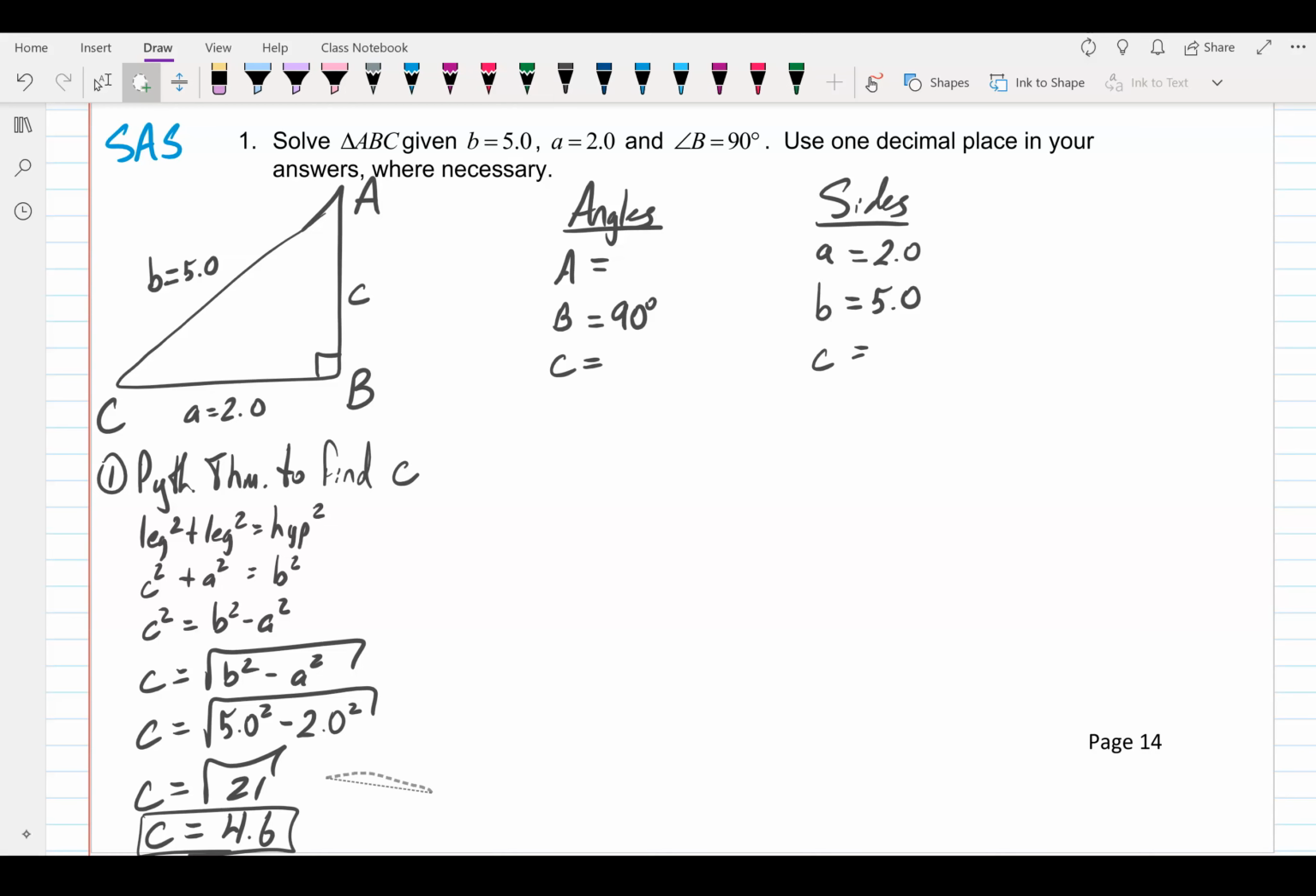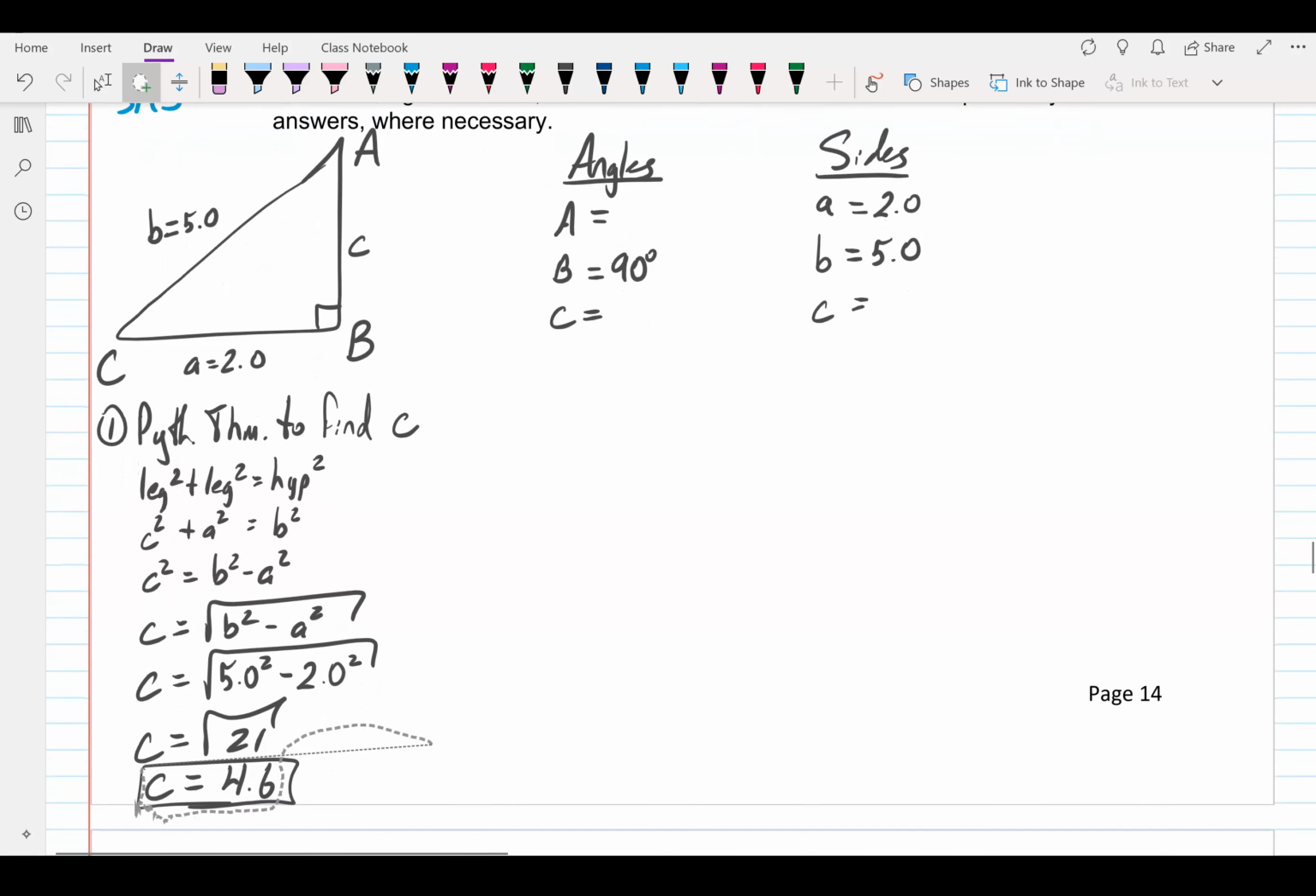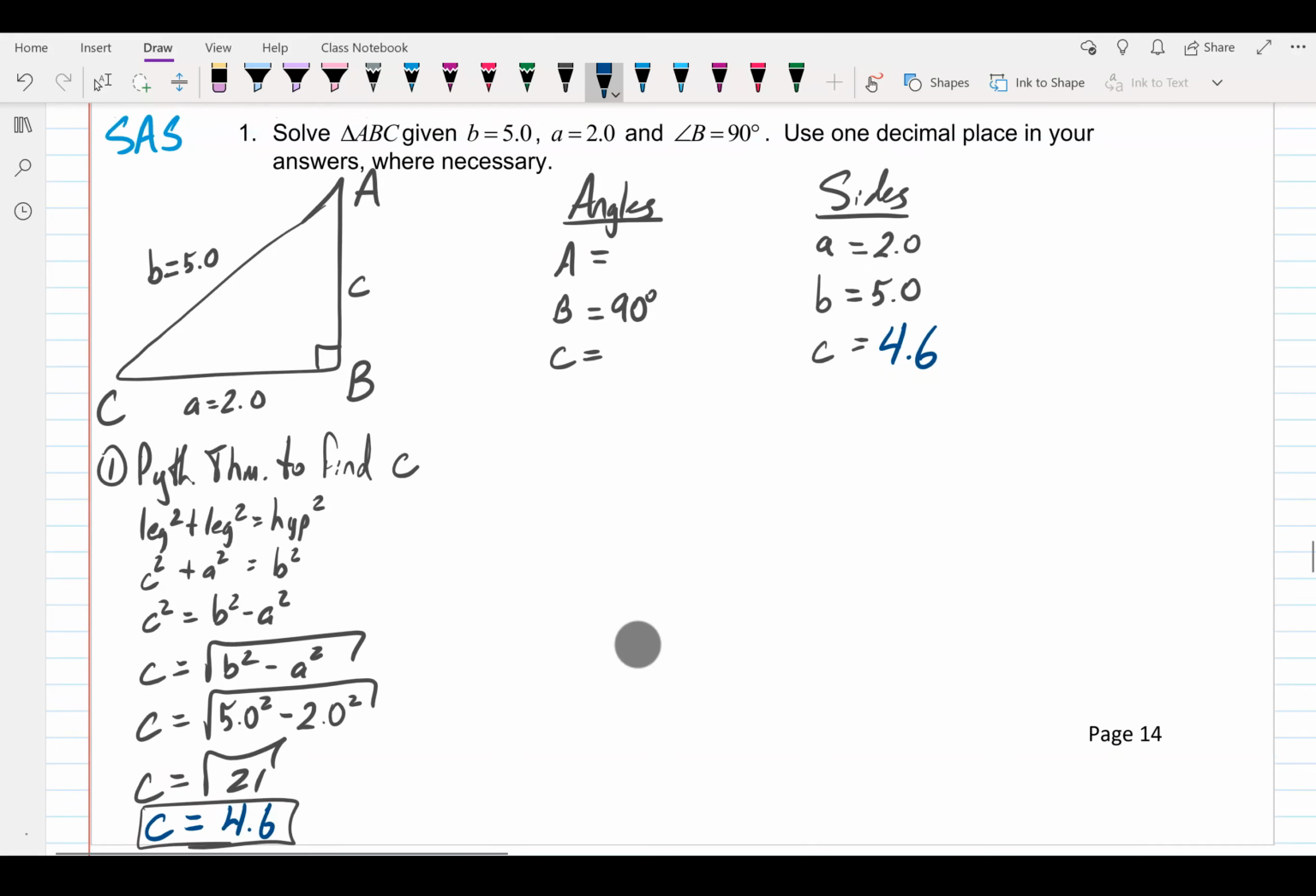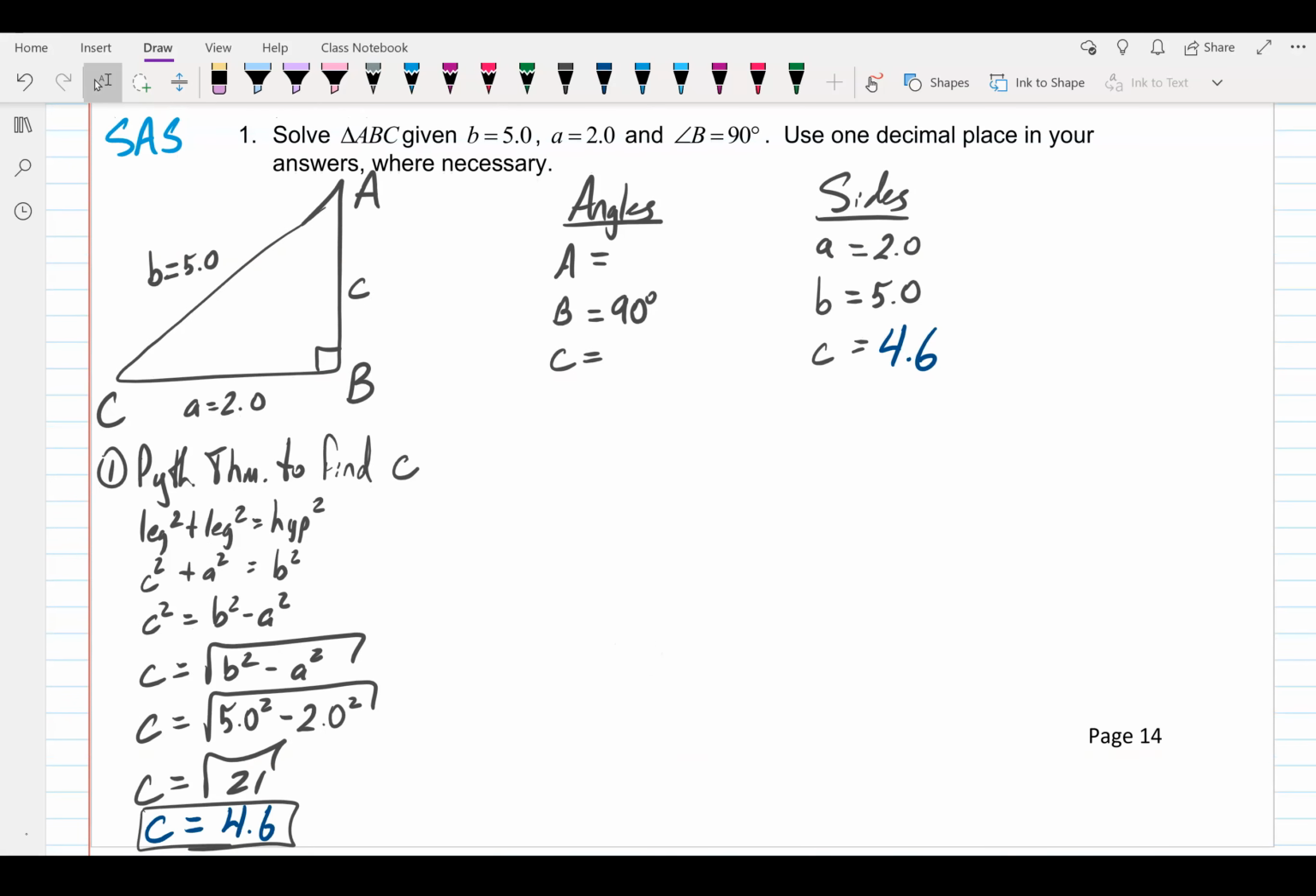I'm going to make it blue, just so we can color code a little bit as we go. And this is now an angle, no, sorry, it's a side, 4.6. All right, I've got my side 4.6. I'm going to write it in on the triangle. You don't need to, but I like to keep track. Now, I have all of my sides. Now I need to work for the angle.